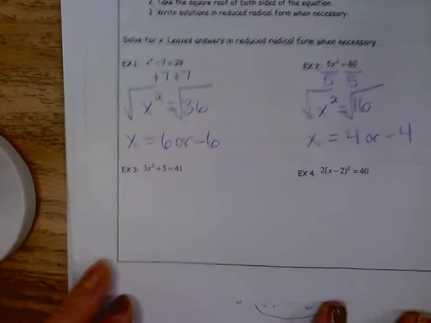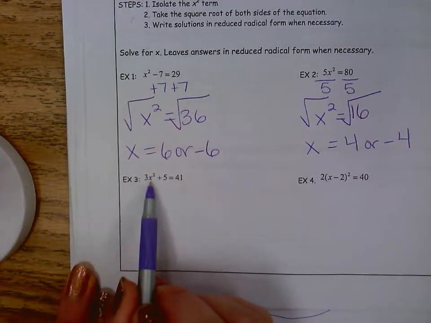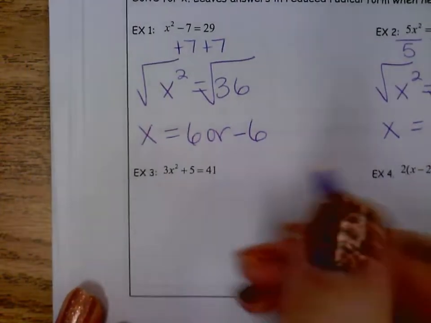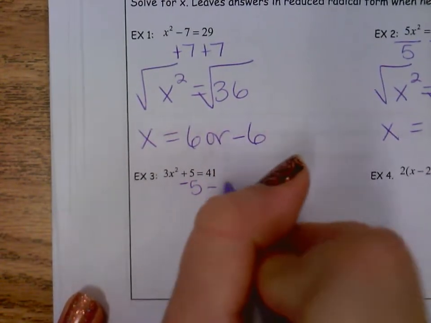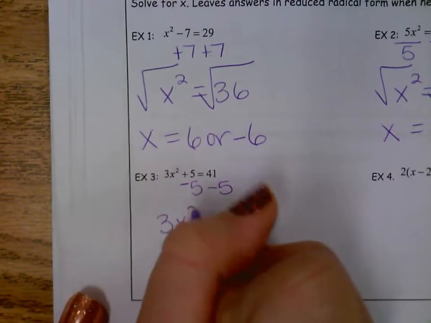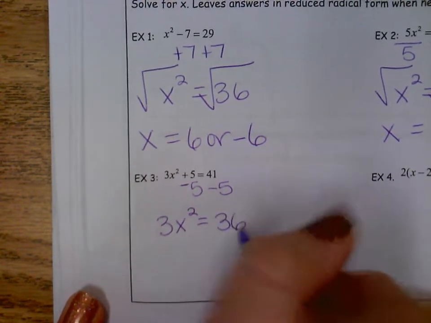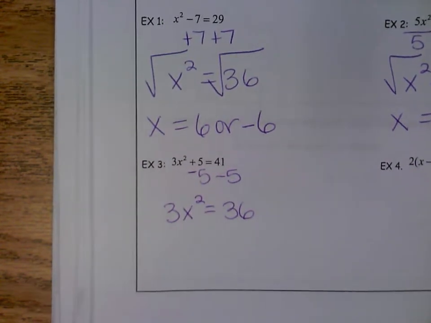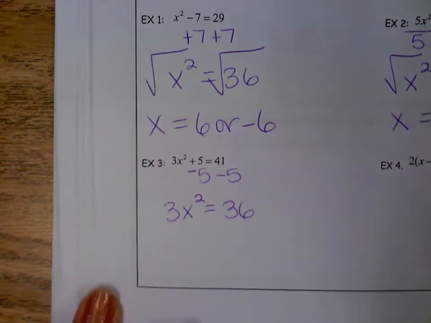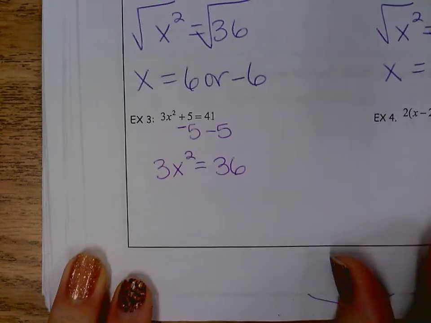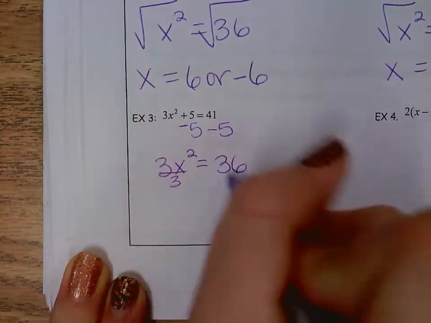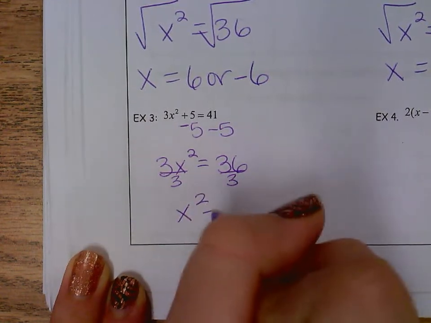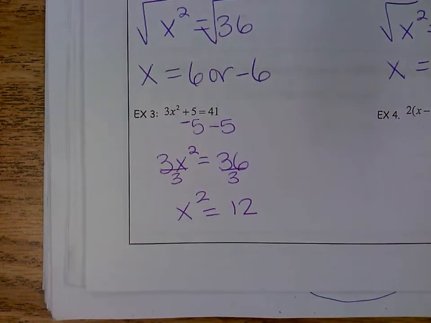Okay, next one. How do I get x squared by itself in example 3? First step would be, this is just algebra. 5 to the other side. 3x squared now equals 36. Divide by 3 next. So when I divide by 3 on both sides, x squared equals 12. All right, now what do I do to both sides? Take the square root of both sides.